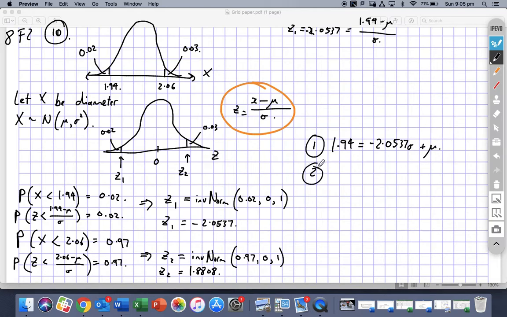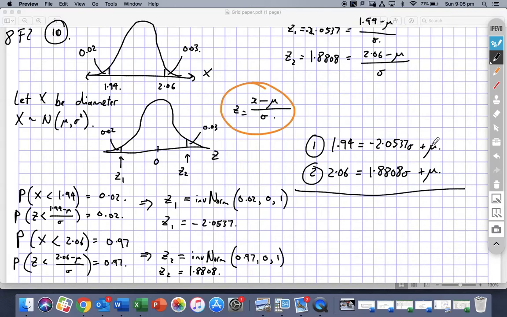and I could also set up an equation 2 that'll look quite similar. I know this Z2 was 1.8808. I know the formula. It's 2.06 minus the mean on the standard deviation. So we times standard deviation both sides. And we add the mean. We would get 2.06 equals 1.8808 times the standard deviation plus the mean. Now you don't have to do your simultaneous equations exactly how I'm doing it. I'm setting it up nicely for elimination because I can see these.